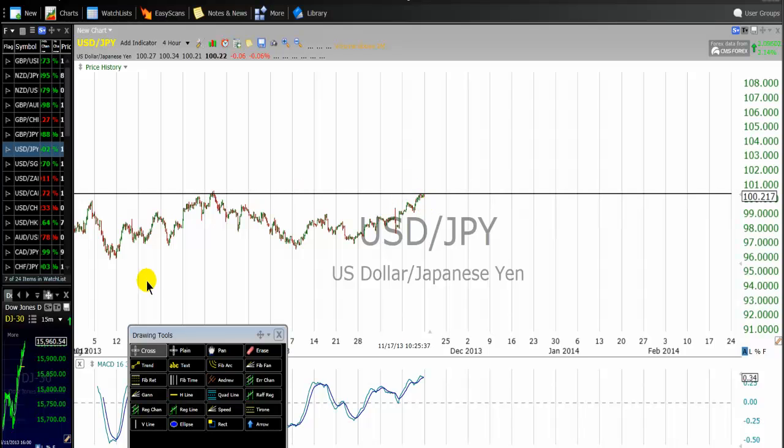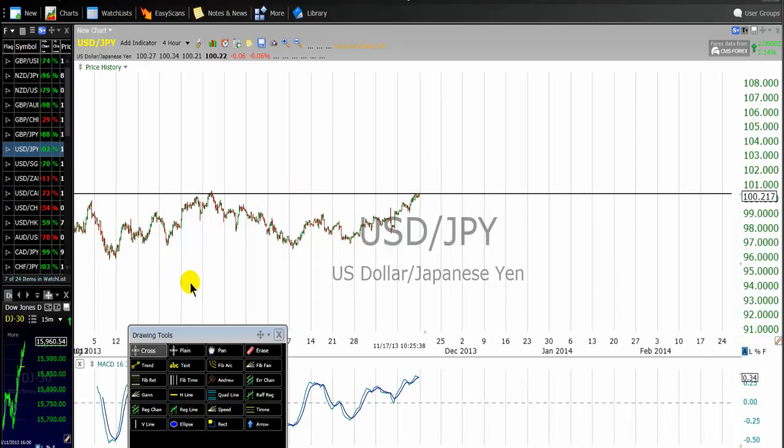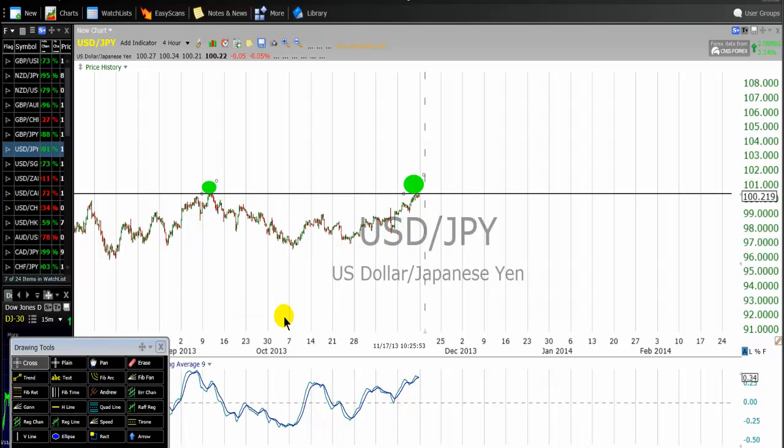And also looking at the price itself, on this 4-hour chart, the price found a resistance here, right here. And now again, resistance here.